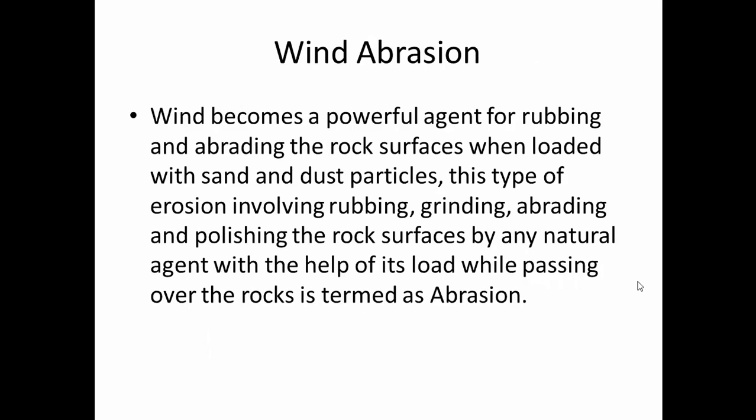The second type is wind abrasion. As we know, abrasion is when two bodies are rubbed against each other. Wind becomes a powerful agent for rubbing and abrading the rock surface when naturally loaded with sand and dust particles. This load is acquired by strong winds quite easily when blowing over sand dunes in deserts and over dry plough fields.